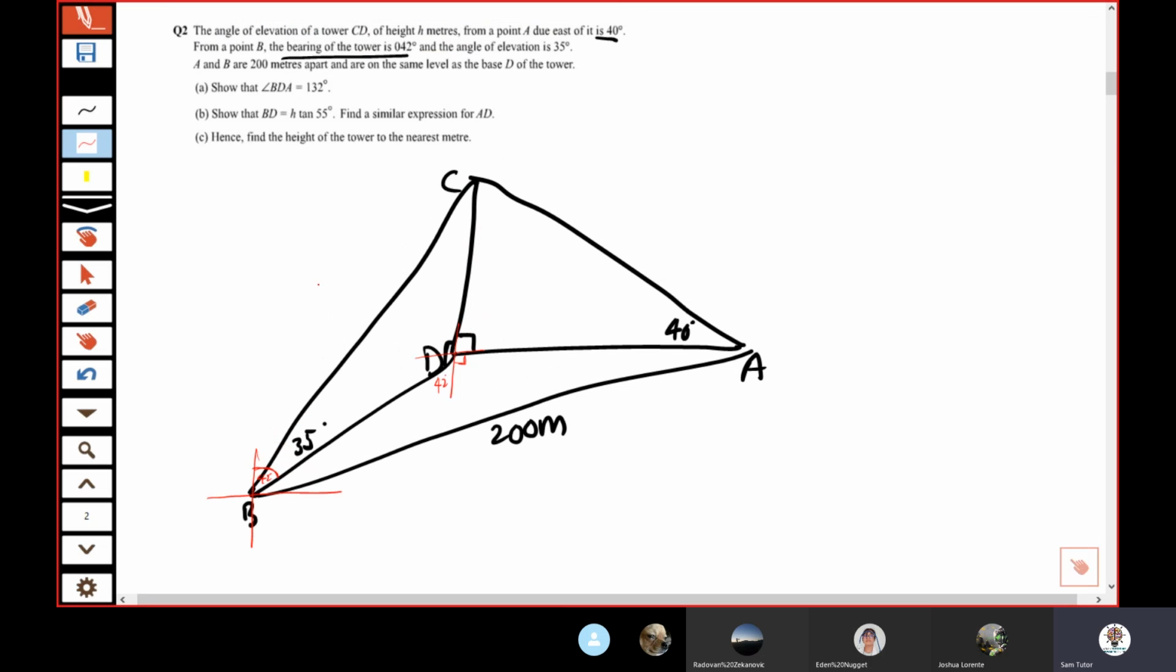So from B, let's read it again. From a point B, the bearing of the tower is 42 degrees. So from B, from where I'm standing, the bearing on the ground is 42 degrees. From north, there it is. This is elevation, it's lifting up.